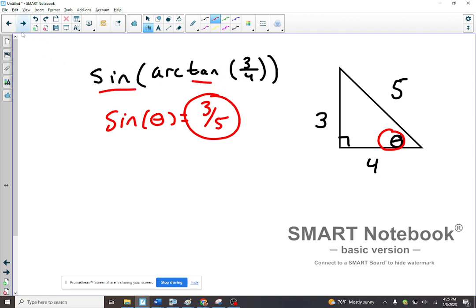What if it was like sine of arctan of root 3 over 3? Then you could find the arctan. Tan of 30 degrees is root 3 over 3, so the arctan is 30 degrees, or pi over 6. Then sine of pi over 6 is a half in that case.